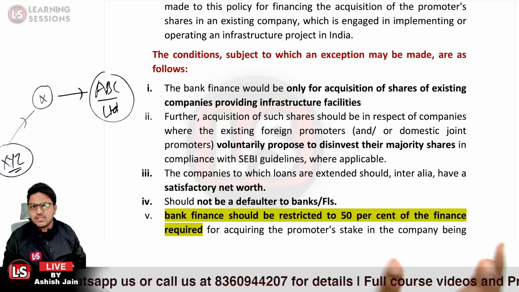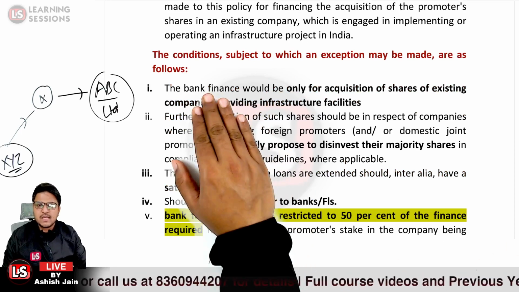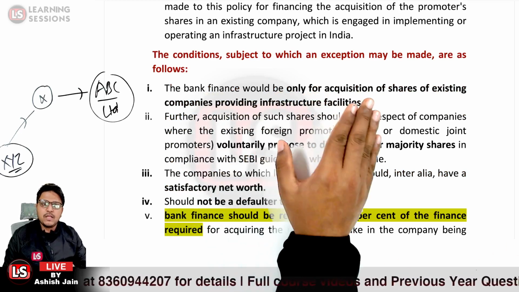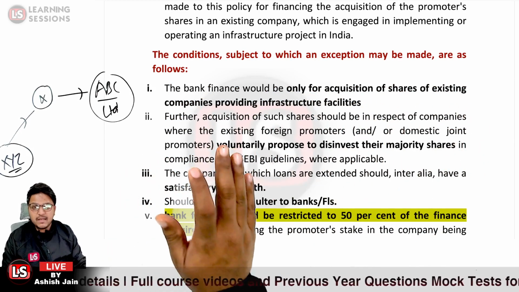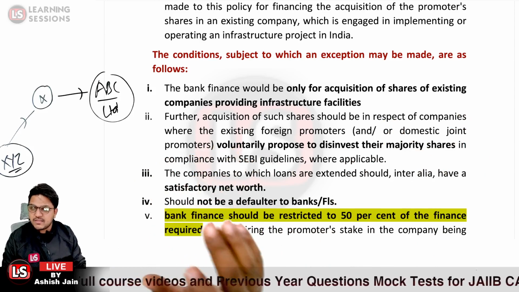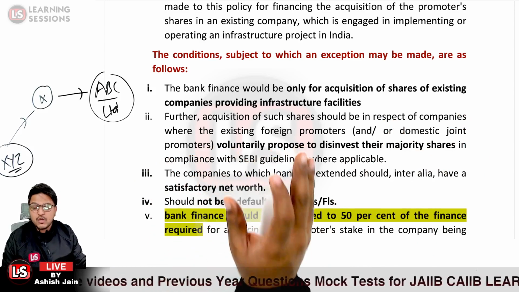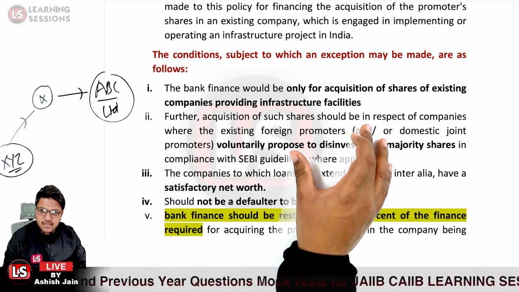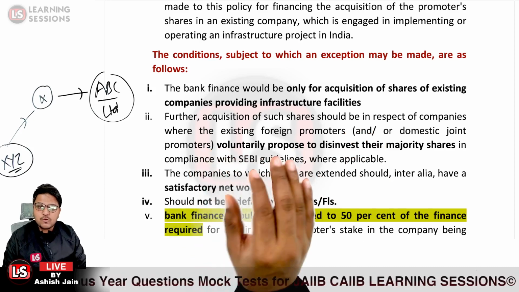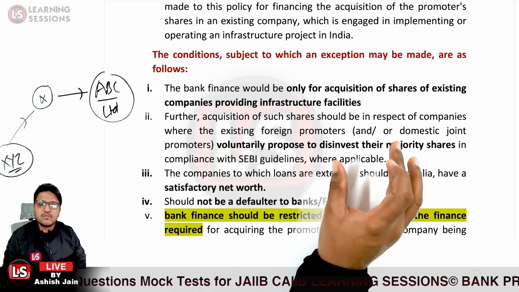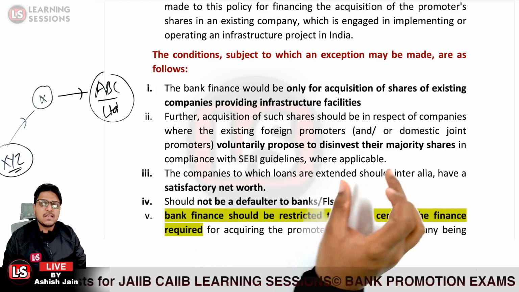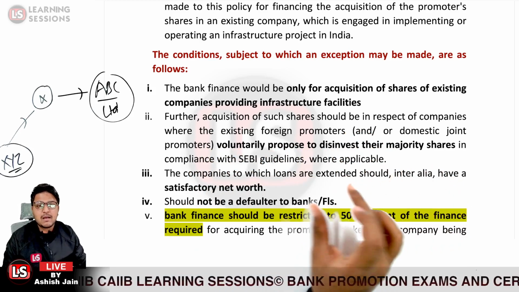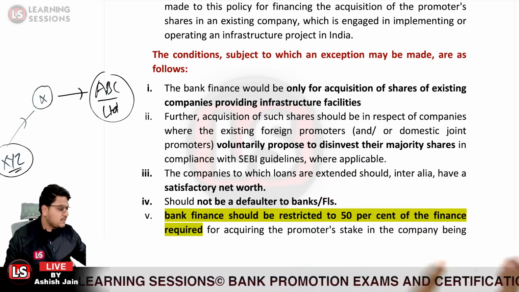Now, what are those conditions? Let us have a look at it. First of all, it says the bank finance would be only for acquisition of the shares of an existing company, not for a new company providing infrastructure facilities. Secondly, it says acquisition of such shares should be in respect of companies where existing foreign promoters voluntarily propose to disinvest their majority shares in compliance with the SEBI guidelines where applicable.